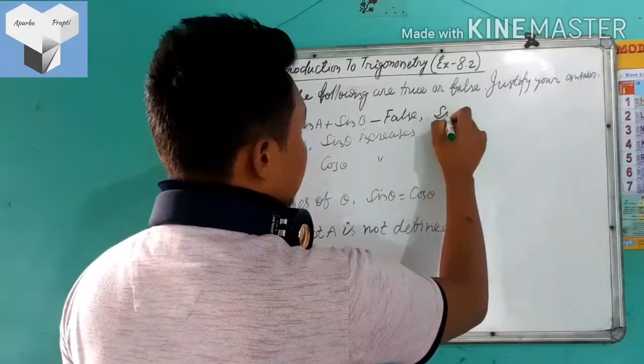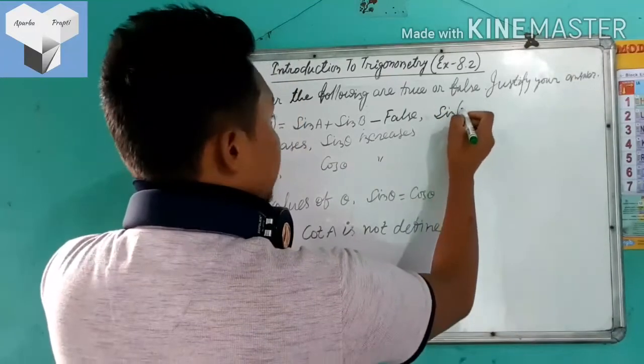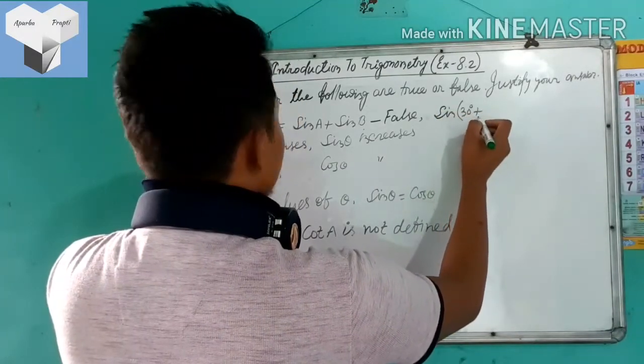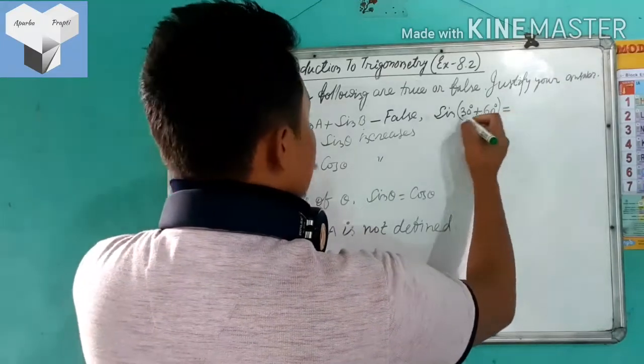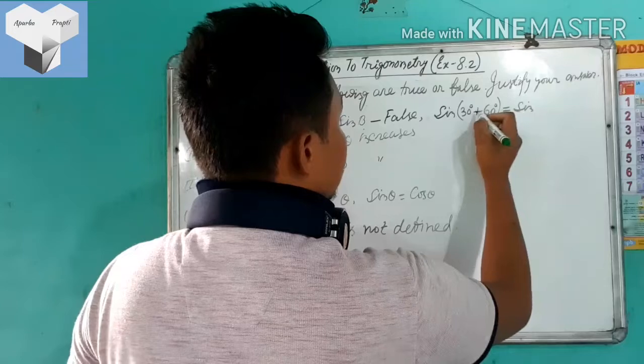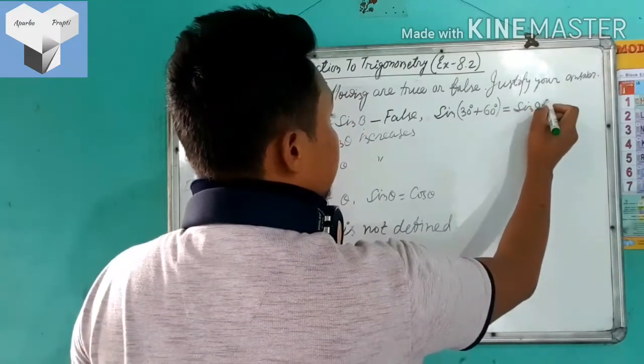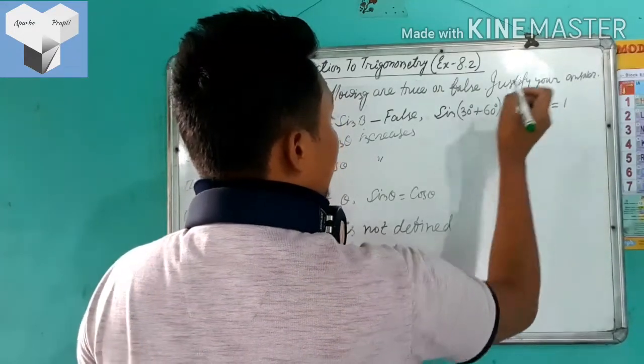Then it will be sin. In place of A we are taking, suppose, 30 degree, and in place of B we are taking 60 degree. It will be sin 30 degree plus 60 degree, which is equal to sin 90 degree, that is 1.